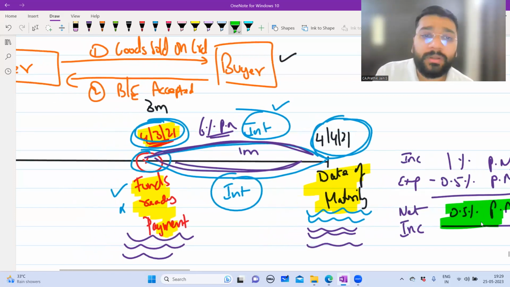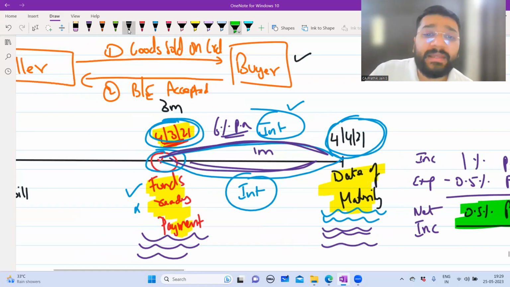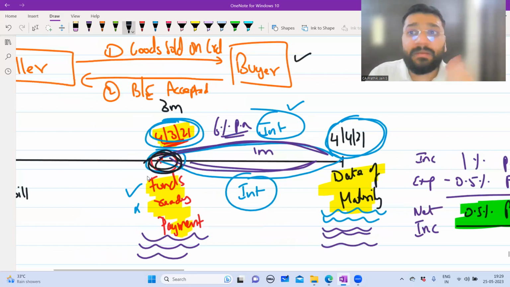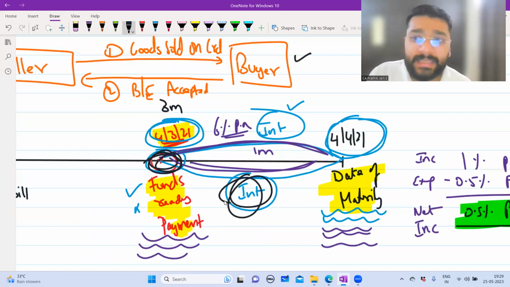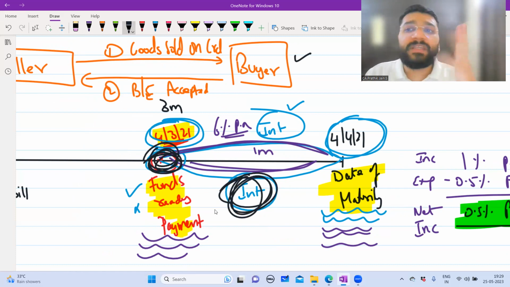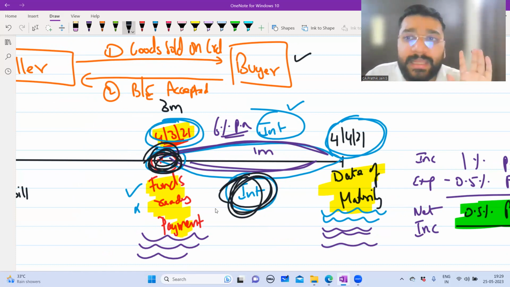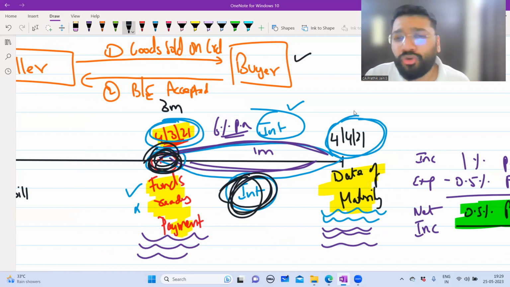So therefore, if the seller feels that by getting the money early and paying this interest he can benefit in some way or the other, only then will he ask for the early payment and be willing to pay the interest. Now, in case by receiving the early money and paying the interest, this is not beneficial for the seller, he will say, no, I'm not paying interest. You make the payment on the due date.